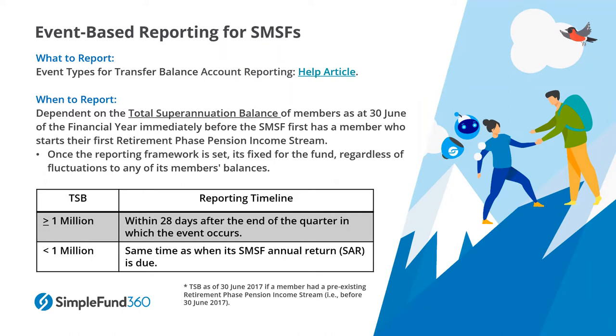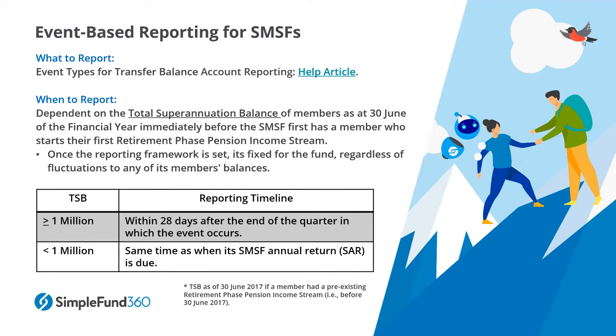Now, in terms of when to report, so the reporting timeframe, it is dependent on the total superannuation balance of members as at 30th of June of the prior year before the first member starts their first retirement phase income stream. So that is the ATS definition, and where any member has a TSB of 1 million or more, a quarterly reporting regime will apply. Whereas where all members of the fund has a TSB of less than 1 million as at 30th of June, the events can be reported annually. And the system, it is smart enough to recognize your member's TSB and set a lodging due date.